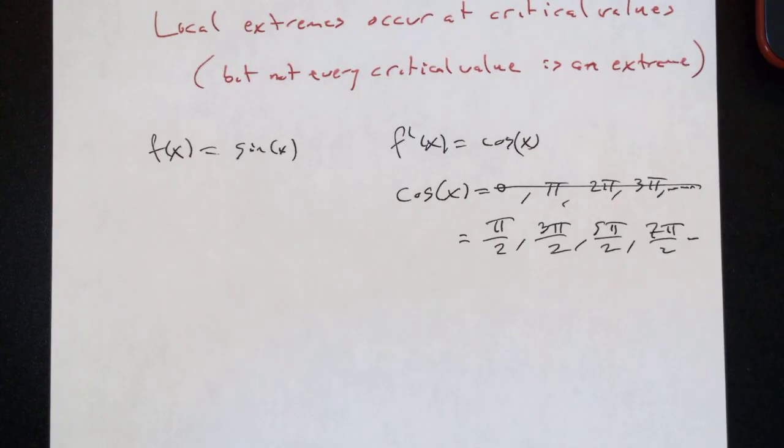How many critical points do I have? Infinitely many. However, they all have the same maximum value and the same minimum value because they're different points. There's one maximum value for this graph, 1. That's a y value. It just happens a lot.